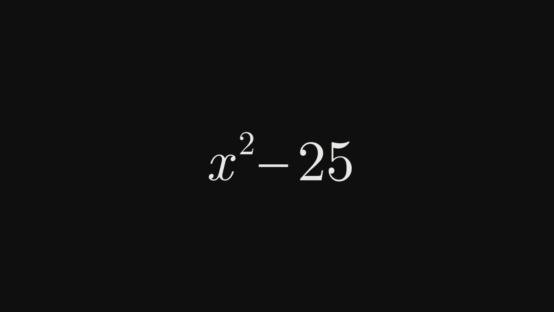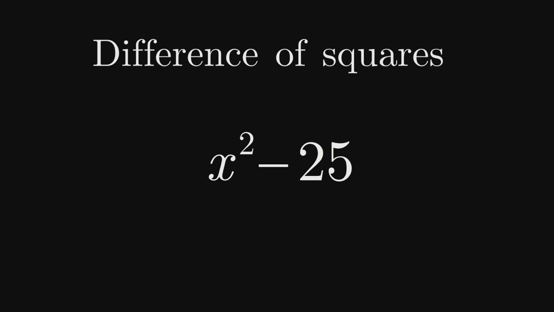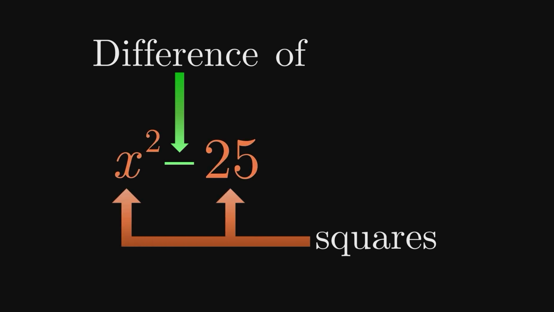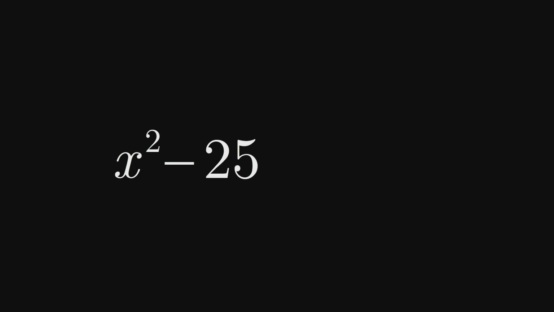This type of expression is known as a difference of squares. Difference because we're subtracting. Squares because our two terms are perfect squares. So how can we factor this expression? We could try common factoring, but that doesn't get us anywhere here. Notice that this expression has an x squared term and a constant term, but it's missing the x term that we're used to seeing in our trinomials.